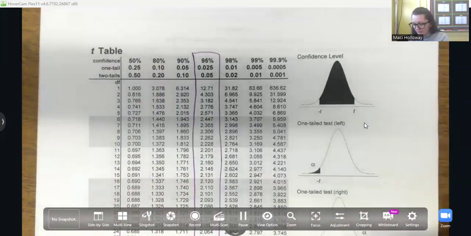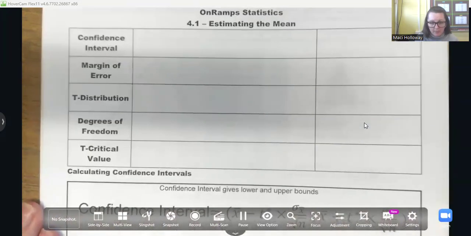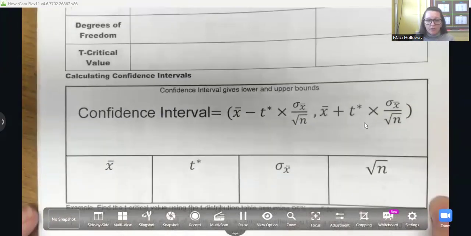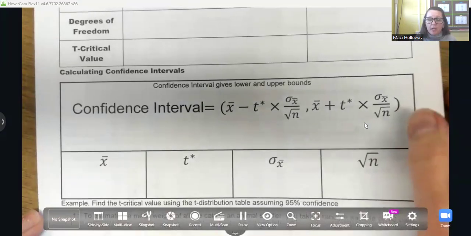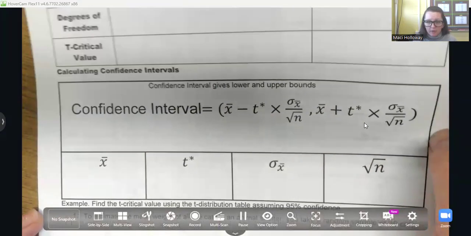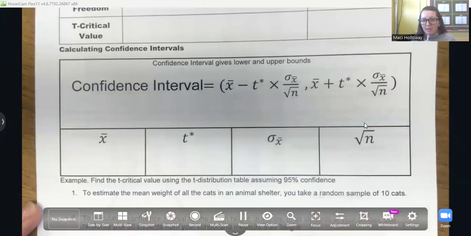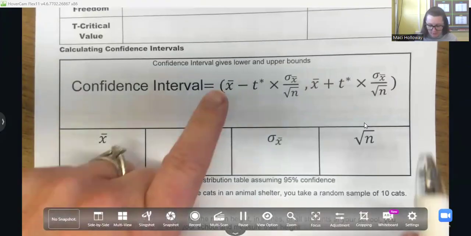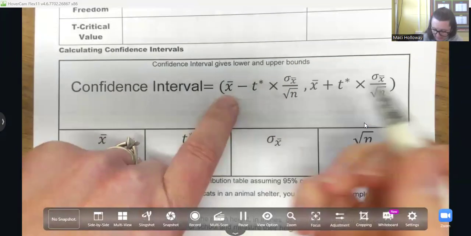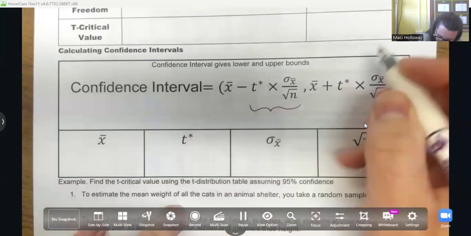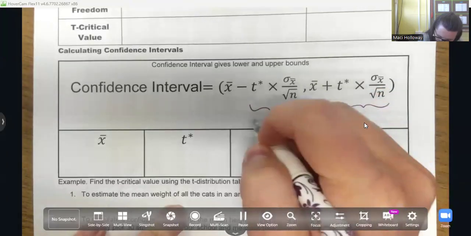All right, so let's start filling out our notes according to this paper here, looking at confidence intervals. A confidence interval gives lower and upper bounds. So when we gather our sample and we want to estimate what that population mean might be, we have to know a few things. We have to know our sample mean here. And then this calculation is our margin of error.